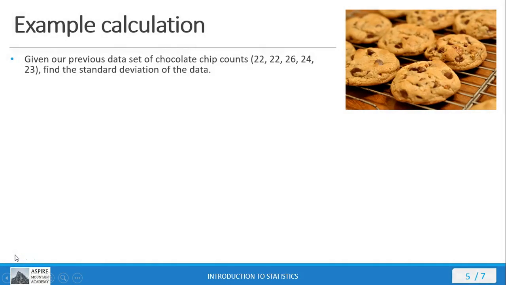Let's look at our previous example of chocolate chip cookie counts to illustrate how to calculate standard deviation. Here we've got 5 cookies that we sampled, and we counted the chocolate chips in each of these cookies. Of course, because the chocolate chips in the cookies are not always on the surface, there's some destructive testing involved to get a proper count.